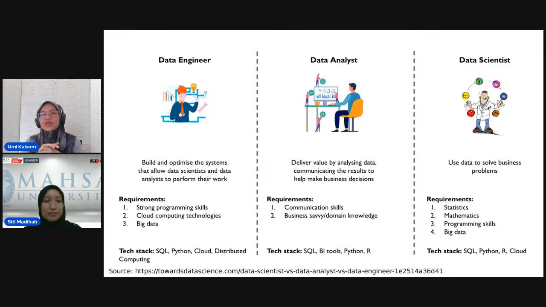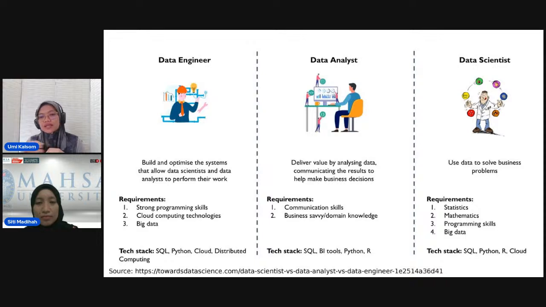Okay, move forward. We go to data scientist. So who is a data scientist? This person uses data to solve business problems, and is usually involved in predictive analytics as well as prescriptive analytics. The requirements to become a data scientist: this person must know statistics, mathematics, programming skills, big data, and I would like to add, same as data analyst, domain knowledge. Must have domain knowledge for that particular problem that they want to solve.